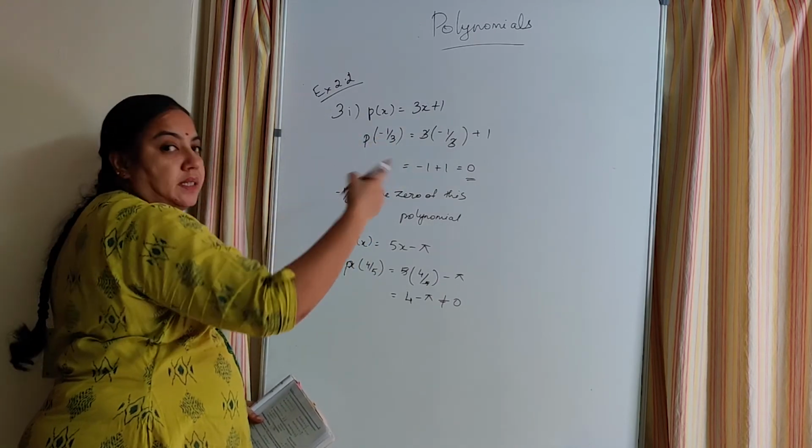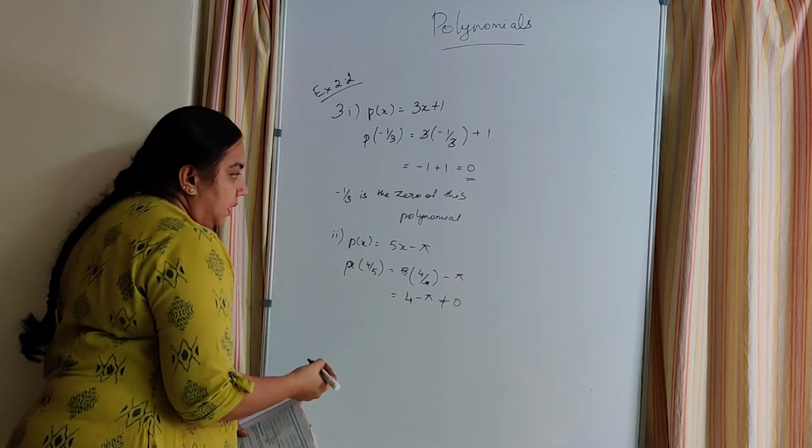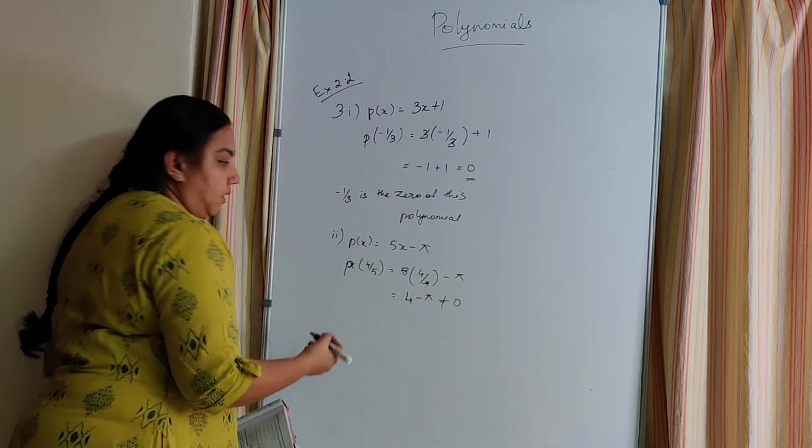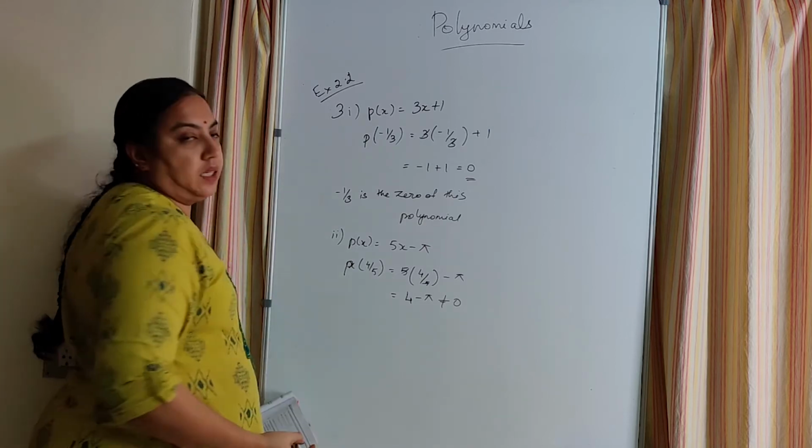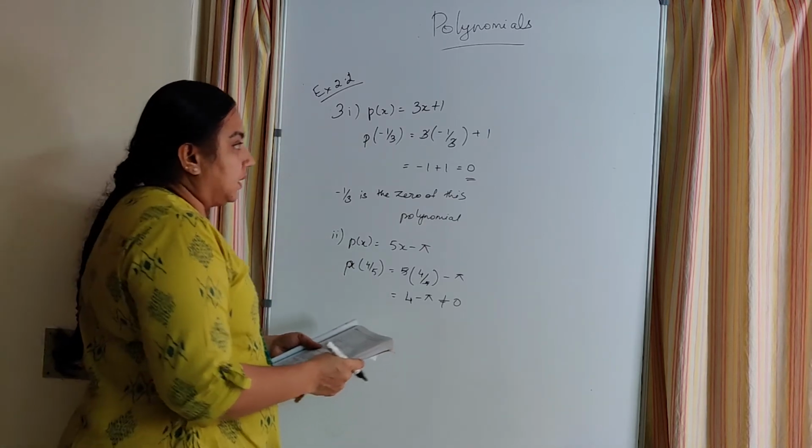Minus 1 by 3 is the zero of the earlier polynomial. I didn't write it down, so we just write it down. 4 by 5 is not the zero of the polynomial. The third sum.